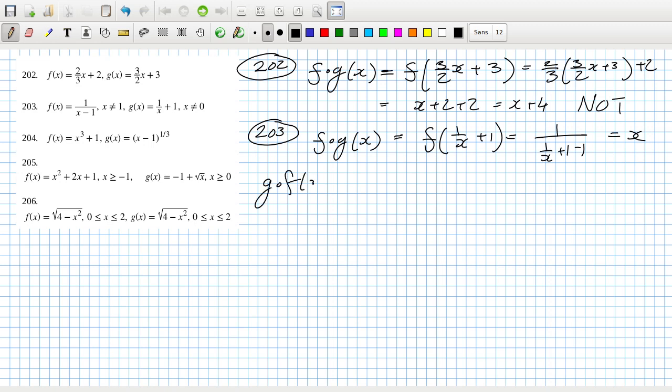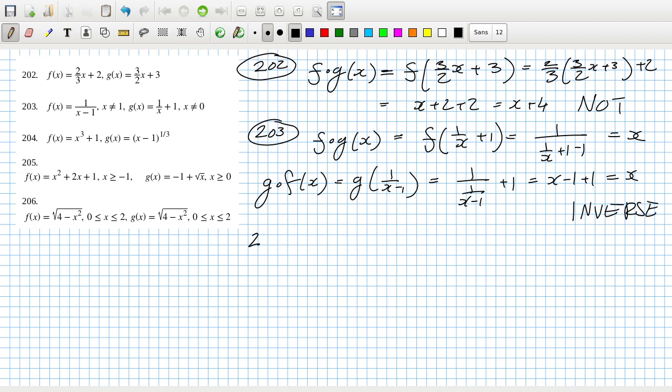g of f of x is equal to g of 1 over x minus 1. And that's equal to 1 over x minus 1 plus 1, which equals x minus 1 plus 1, which equals x. So that is an inverse.